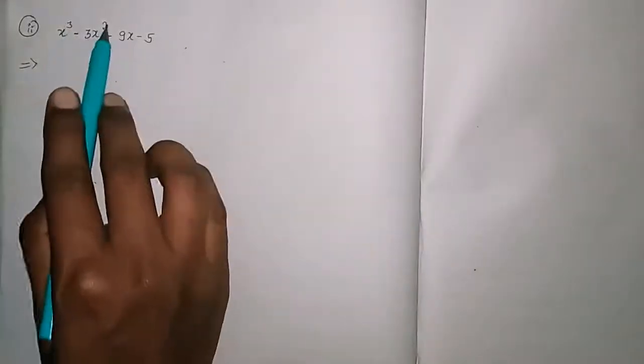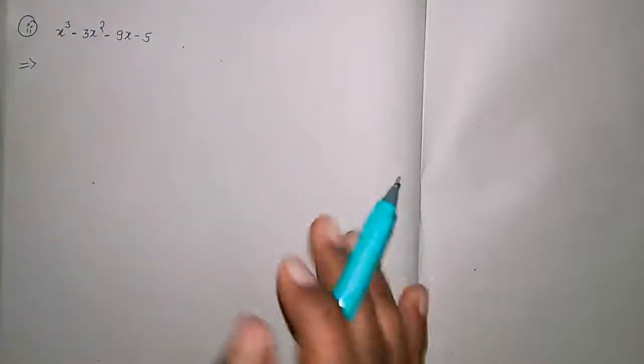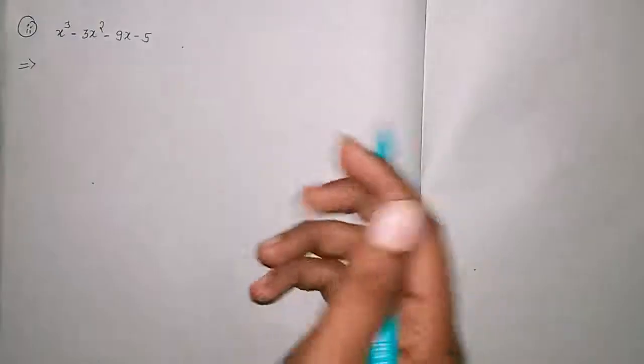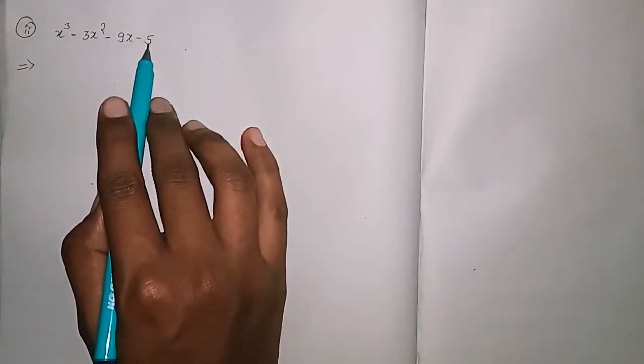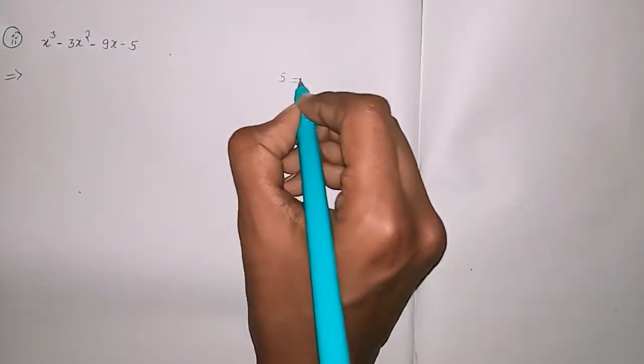It is x cube, x square, x to the power 1 and x to the power 0. That means it is in a decreasing order. Now we can solve this one. To follow the trial and error method, you have to check first the constant term. So the constant term is 5 here. So just consider it as a 5.